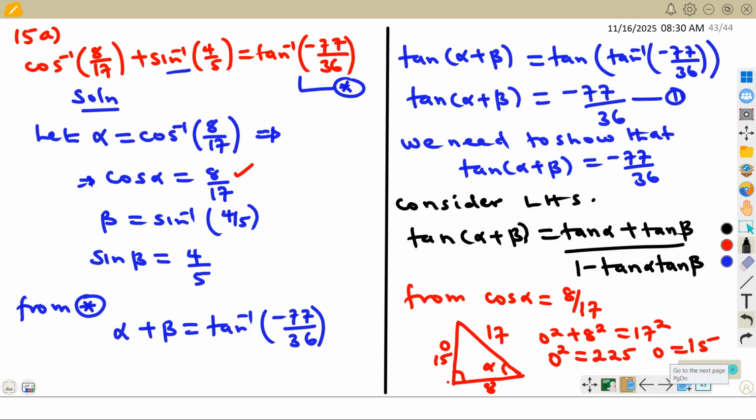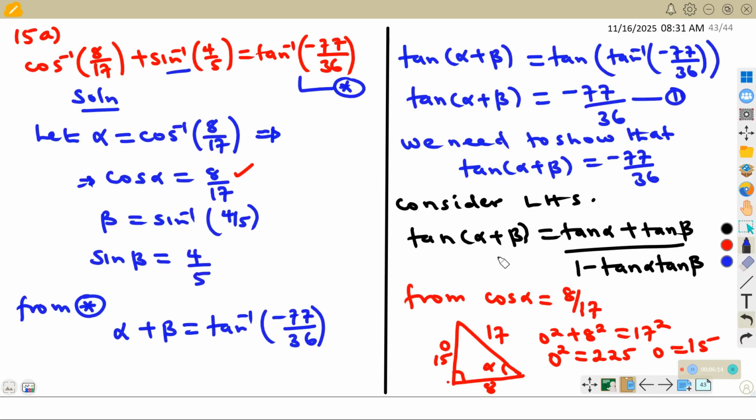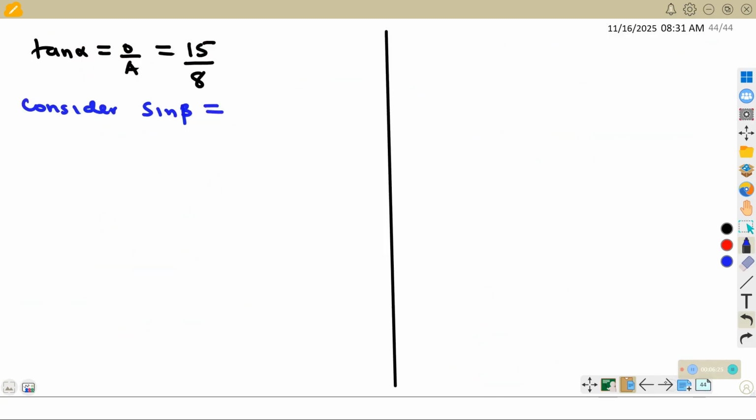We shall go on and get tan of beta. Let us now consider that we already have sine of beta as 4 over 5. So sine beta is 4 divided by 5. Sine is opposite over hypotenuse, so we can again draw a right angle triangle here.